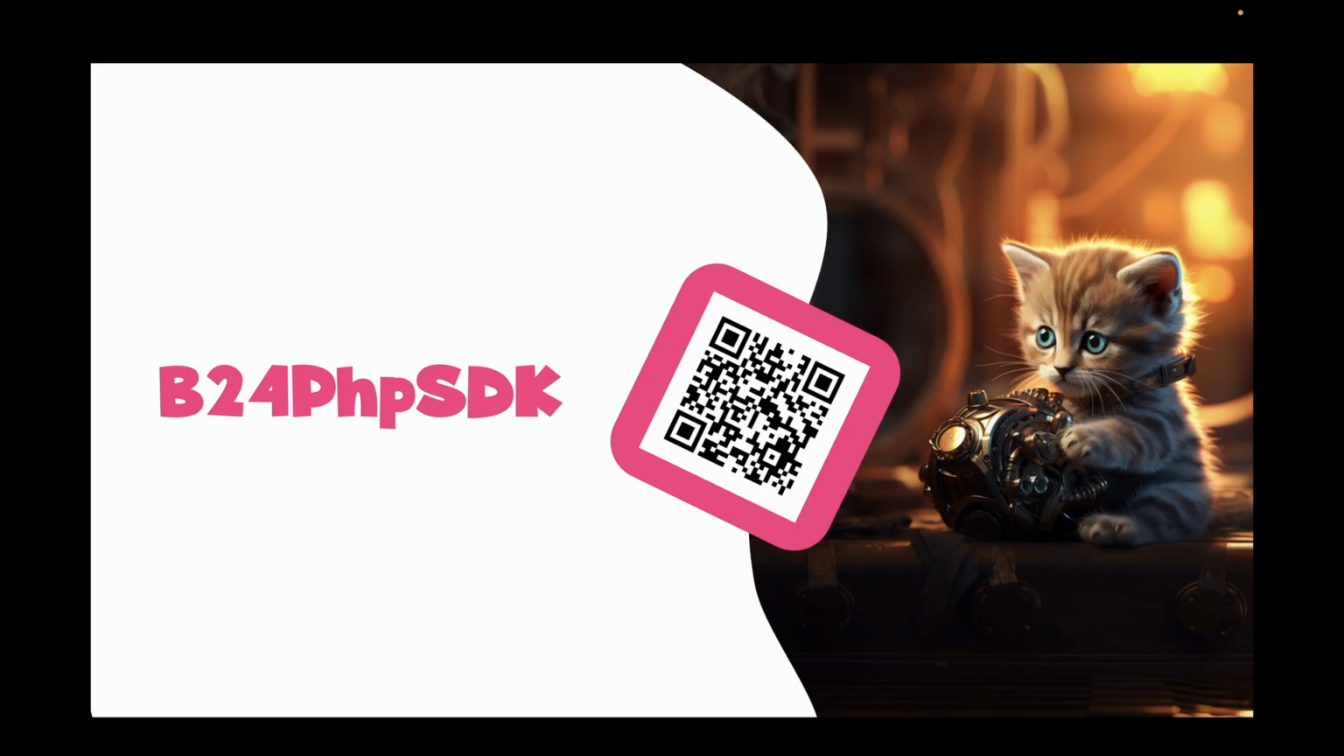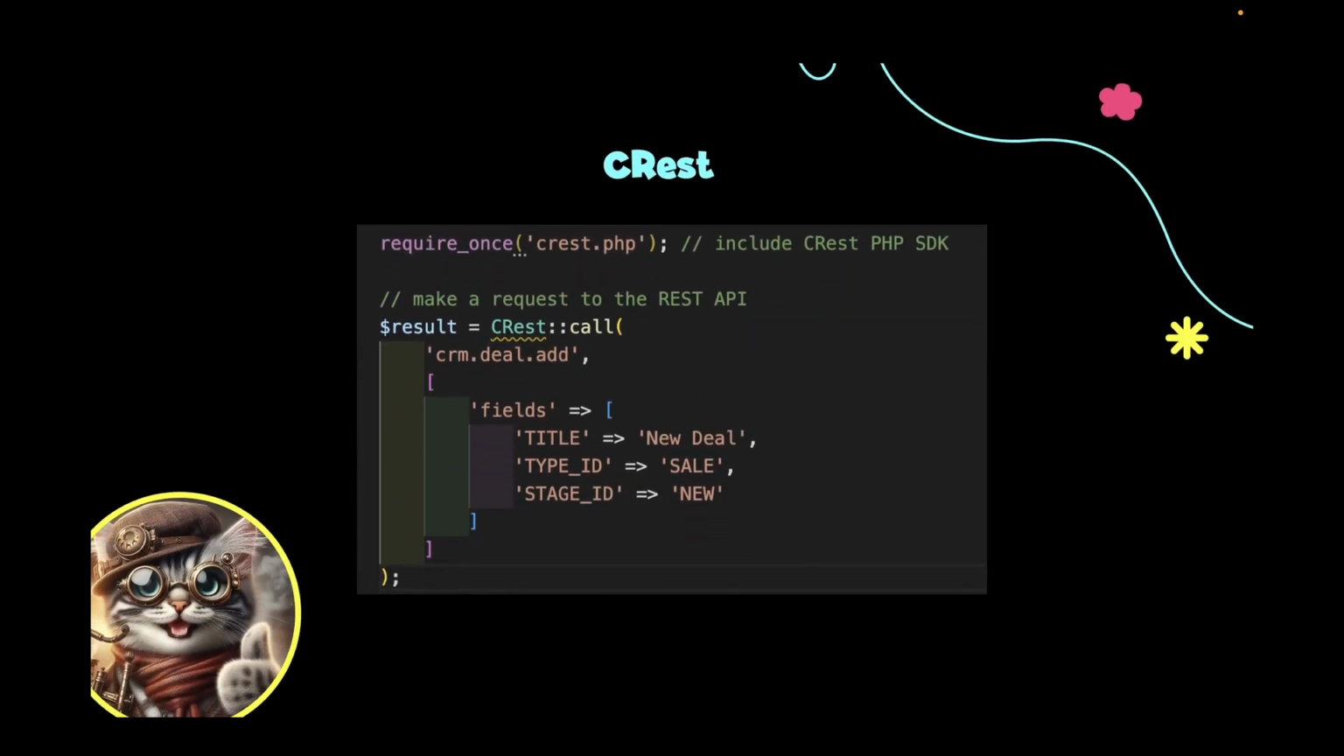Some good news here. B24 PHP SDK is published under the open source MIT license, which means you can use it in any of your projects without any legal risks.